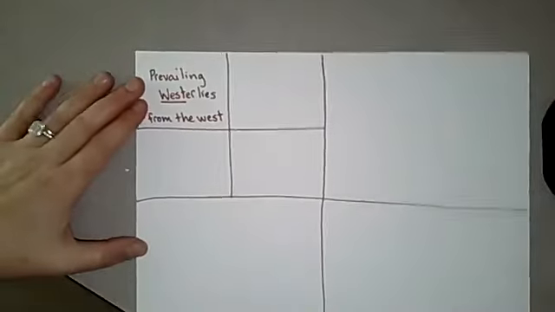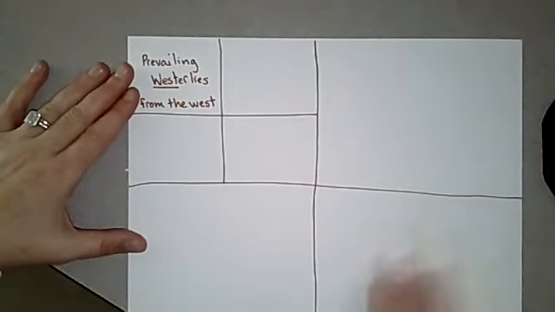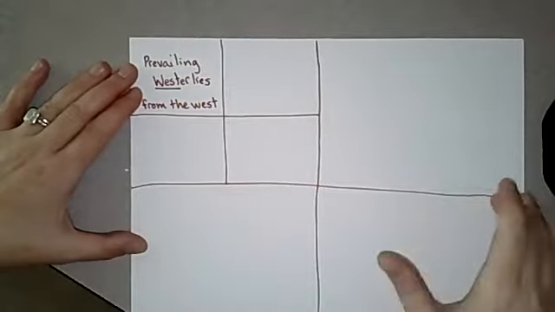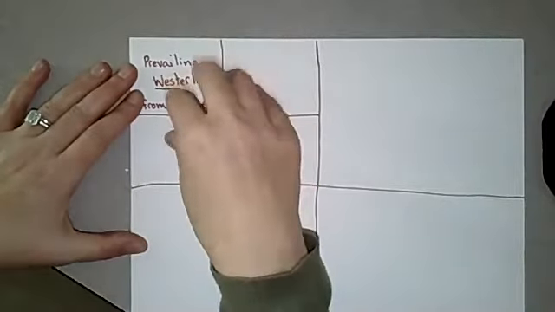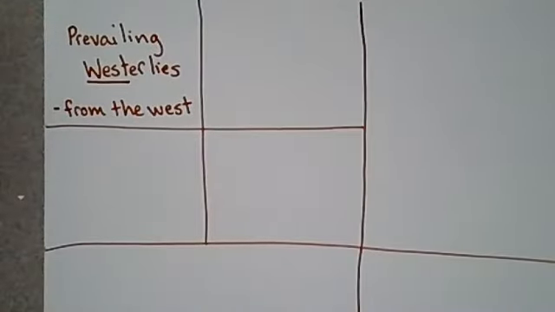Zoom out real quick. Basically, what we're doing today is we're taking down an anchor chart on the 4 different types of wind. So divide your paper into quadrants, and then we're going to focus on the first quadrant first. The first type of wind we're going to talk about is the prevailing westerlies. They blow from the west.